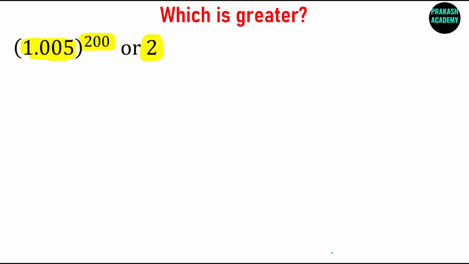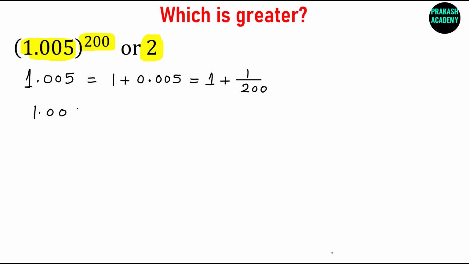Now see, we have 1.005. This can be written as 1 plus 0.005, and 0.005 can be written as 1 by 200. So this means the initial number, 1.005 raised to the power 200, is the same as 1 plus 1 by 200, raised to the power 200. Sorry, so this is raised to the power 200.